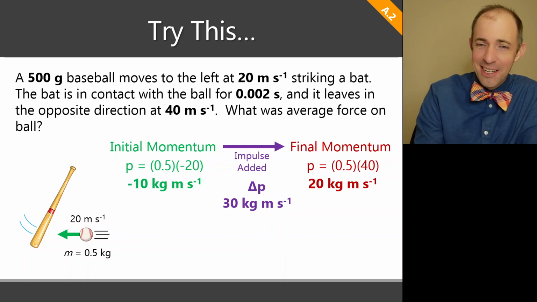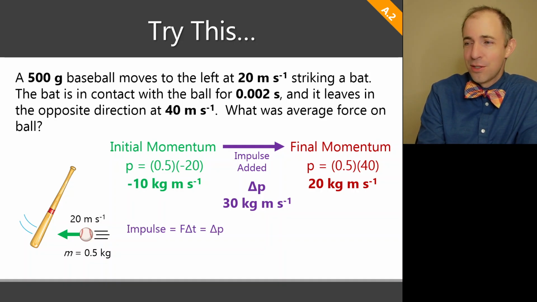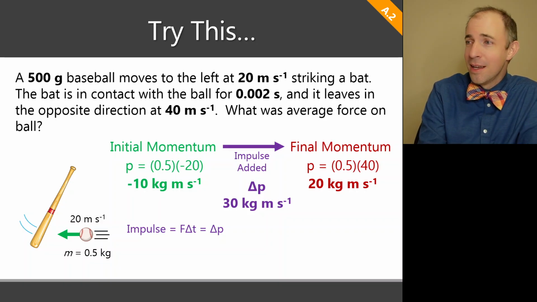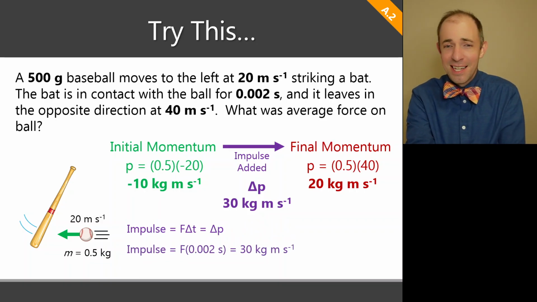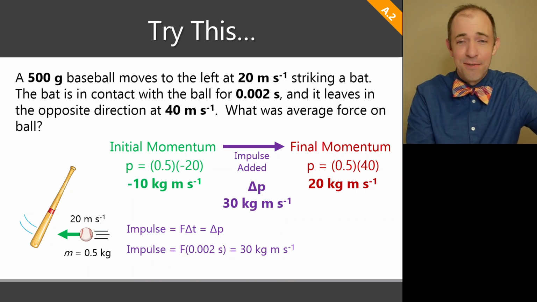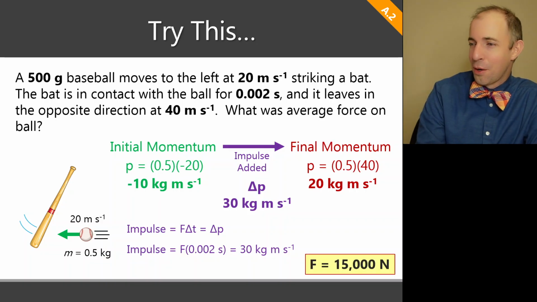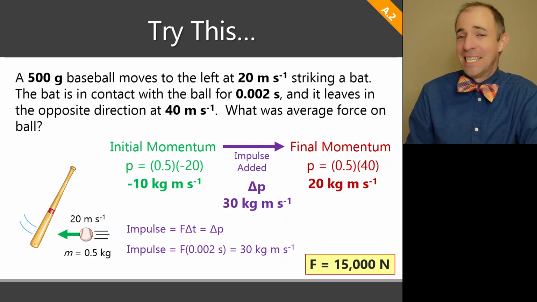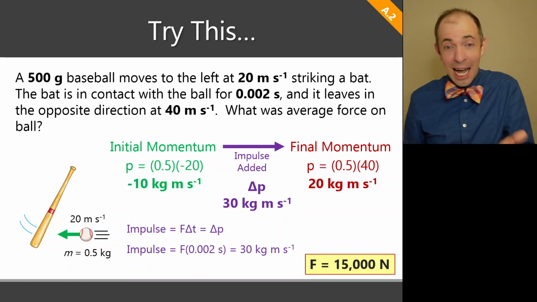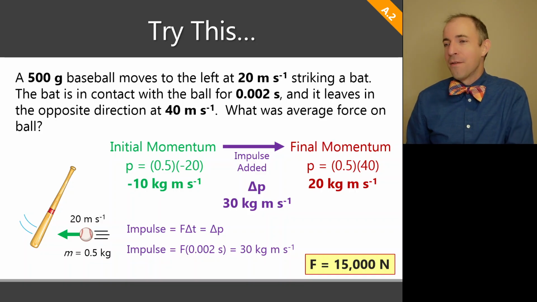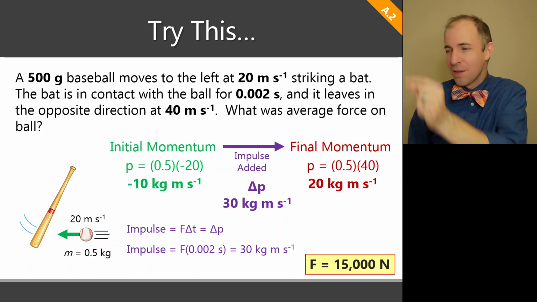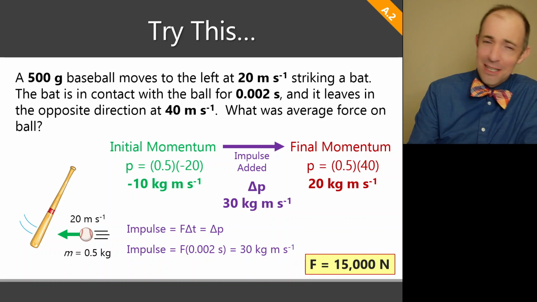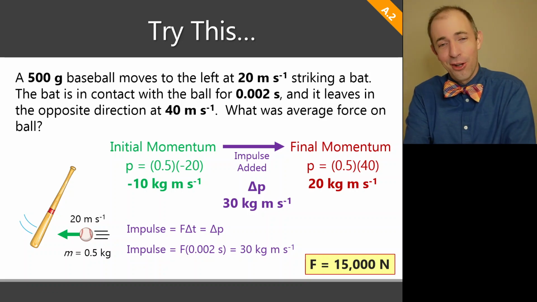So now I can calculate my impulse. Impulse is just force times time. I know the time, but I don't know the force. I can plug that in and say, well, that's going to equal a change of 30. The only thing I don't know is force, which is 15,000 newtons, which is a high number. But for that much change to happen over that short amount of time, you need a large force, and that is a large force.